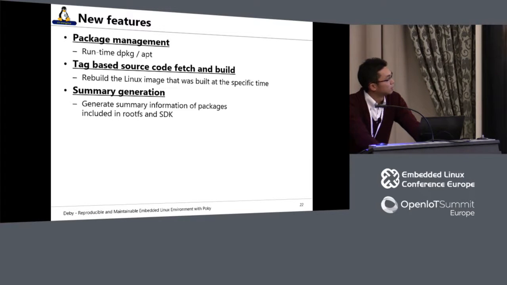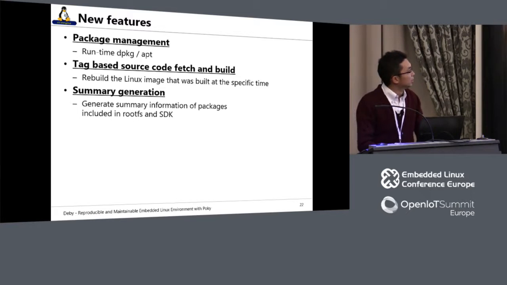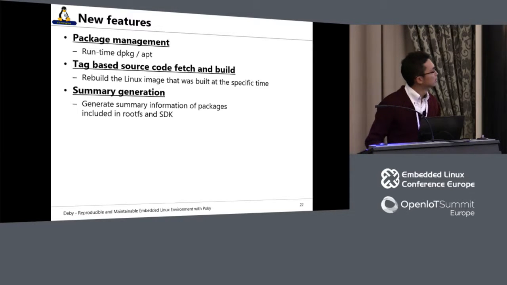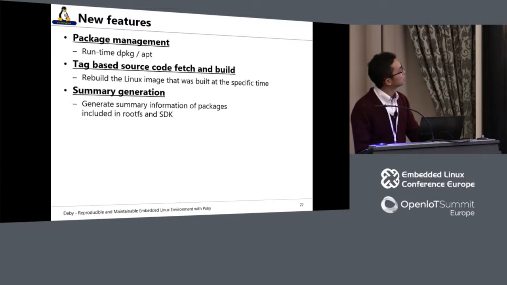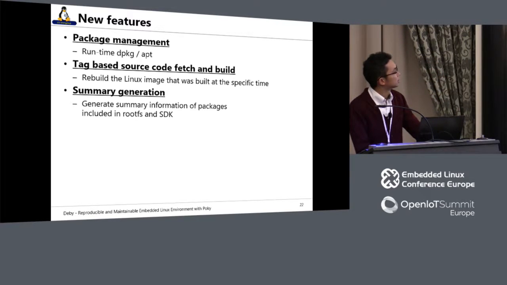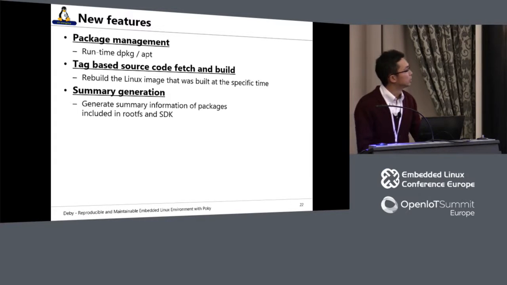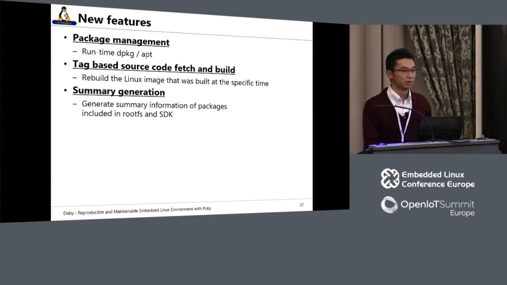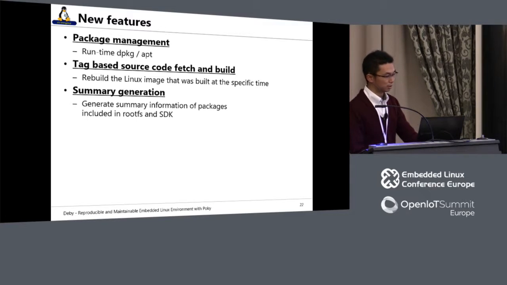The first one is package management with DPKG and APT. The second one is tag-based source code fetch and build. This is a function to rebuild a Linux image that was built at a specific time, an old release. And the last one is summary generation. This is a function to generate some information about the packages that are included in the generated root file system and SDK. I'd like to talk about these features in the following slides.